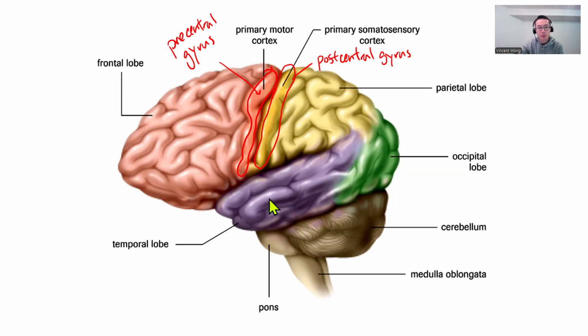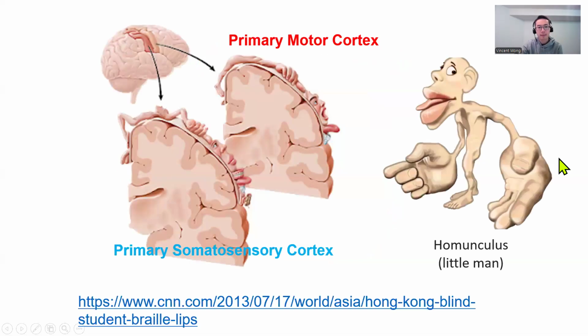Anyways, so occipital lobe, temporal lobe. We have another fissure here. This is the lateral fissure. Okay, this is the central sulcus, just dividing the brain into different regions. Okay, and then that's pretty much it.